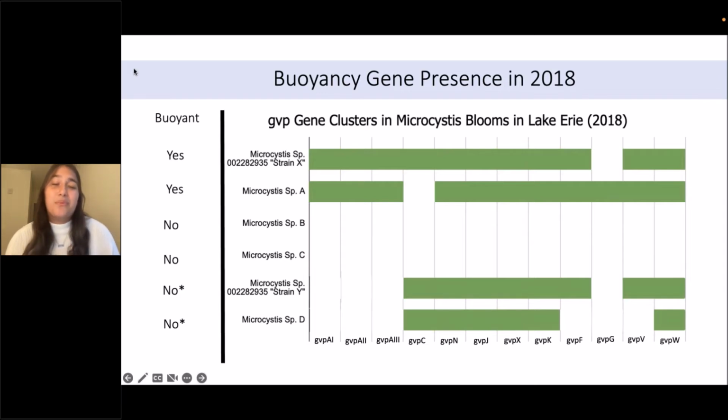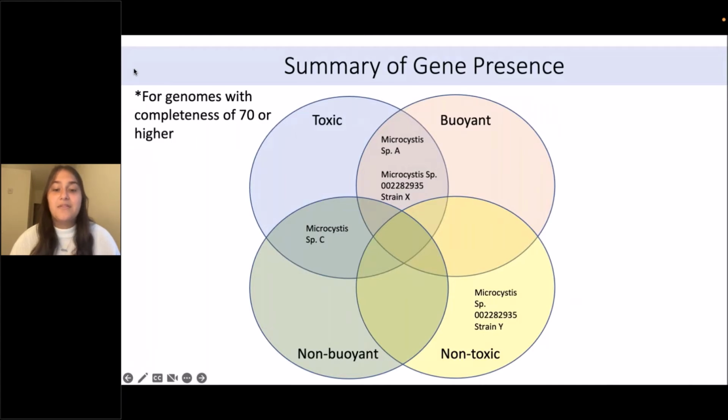The data would say probably not buoyant, but again, we can't say anything with confidence because we're not really sure what's going on there. And so to summarize, I took out the 4 genomes that had a completeness of 70 or higher. And so we can see we have a range of toxic and buoyant species, 1 toxic and non-buoyant species. And then I put that strain Y. We definitely know that it's non-toxic, but we don't know, again, if it's buoyant or non-buoyant. So I didn't want to confidently say anything because, again, we can't really tell from our data.